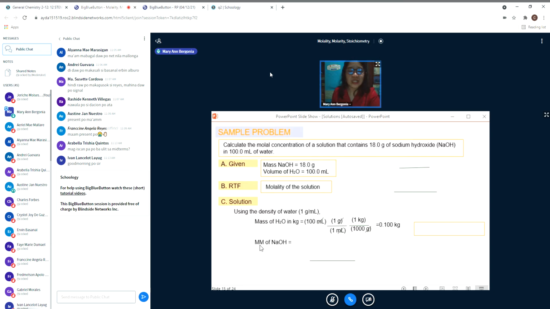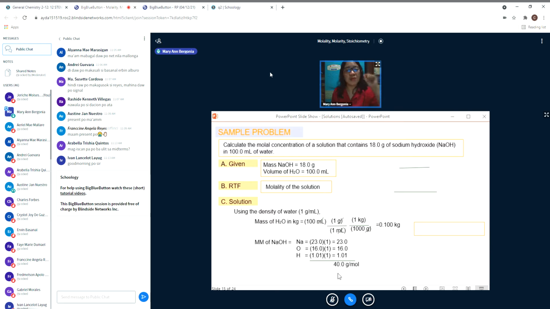Ang next step mo is the molar mass of your sodium hydroxide. So, para makuha si molar mass ni sodium hydroxide, babalik ka lang ulit kay periodic table. You have now the sodium is equal to 23.0 multiplied by 1. For oxygen, you have 16.0 multiplied by 1. And for hydrogen, we have 1.01 multiplied by 1. So, multiply mo yan, tapos i-add mo, that will give you an answer of 40.0 gram per mole.